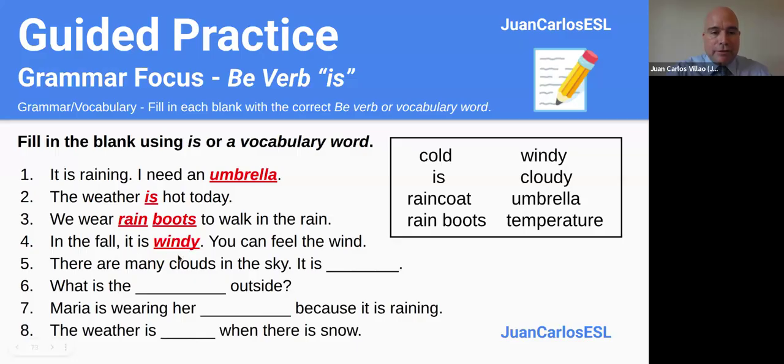En el otoño es ventoso. Usted puede sentir el viento. You can feel the wind. In the fall, it is windy. You can feel the wind.